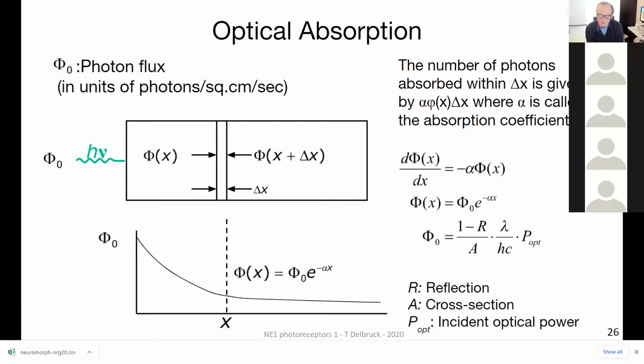Is that kind of obvious? Because every slice removes some fraction, right? So it's kind of clear that it's a geometric reduction. Okay, but how does that vary with wavelength? In other words, would you expect a red photon with low energy or a blue photon with high energy to penetrate further into the silicon?